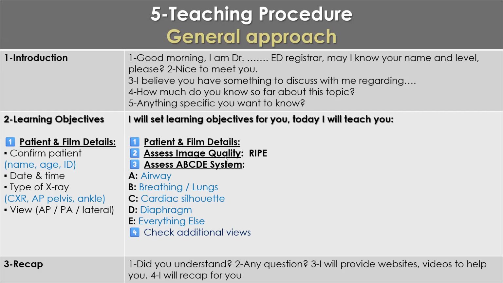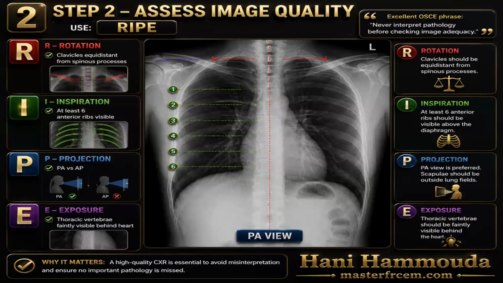Then assess image quality. R for rotation. Then you can say check the clavicles equidistant from the spinous process. Done. No need to explain much. Then I for inspiration, at least 6 anterior ribs visible. Done. P, projection, PA versus AP.